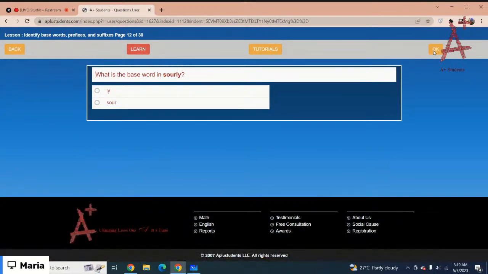What is the base word of solely? Which is the correct option? Yes, it would be sole. Sole is the base word and ly is the suffix.